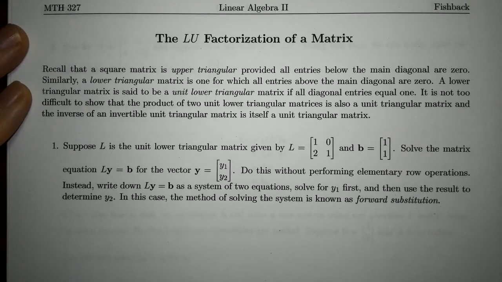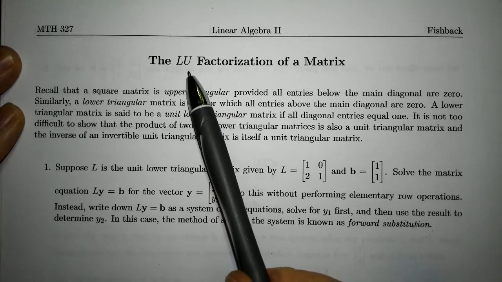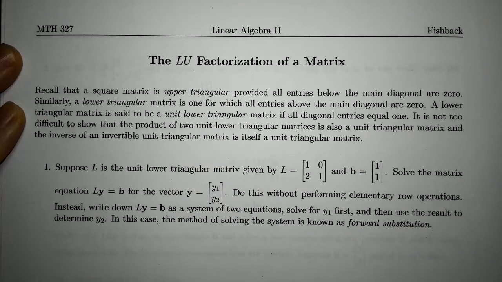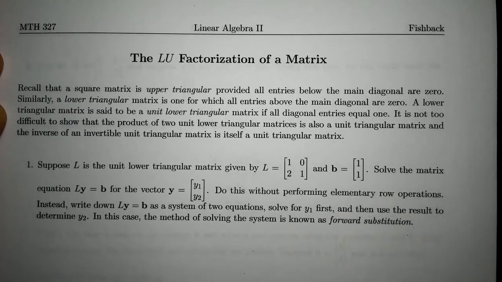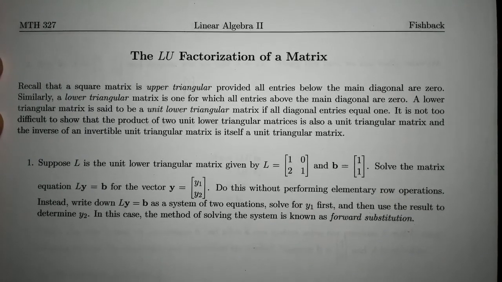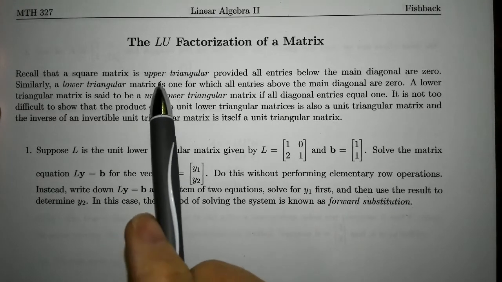The LU factorization is a method of factoring a matrix as a product of two matrices and using it to solve a system of equations in a manner that is perhaps slightly more efficient than performing row operations to their fullest. So we're going to need to recall a few definitions.